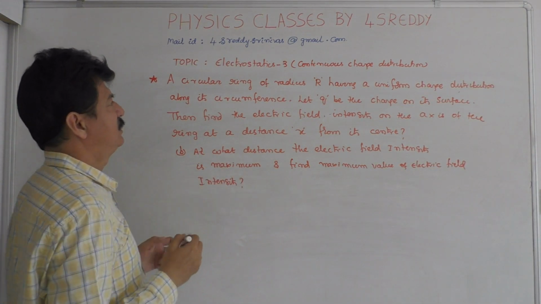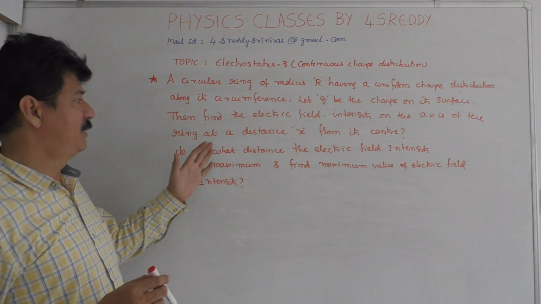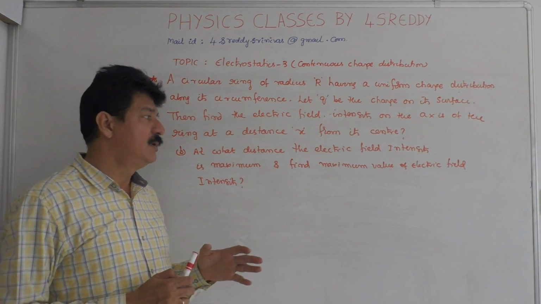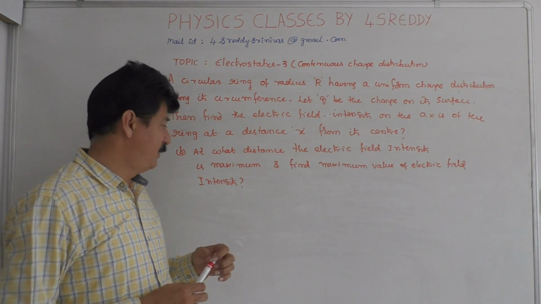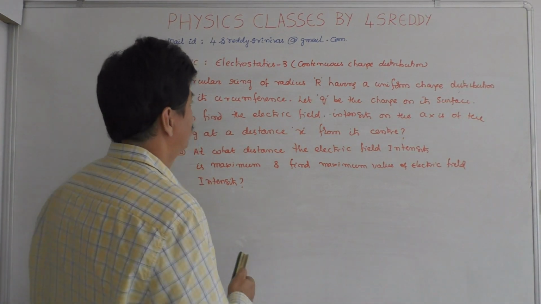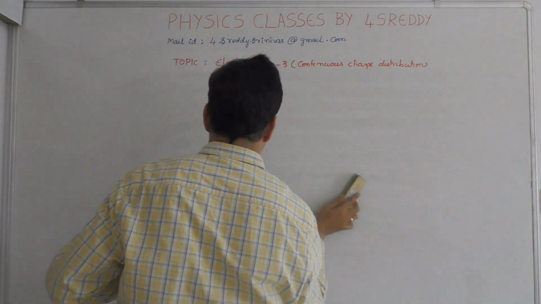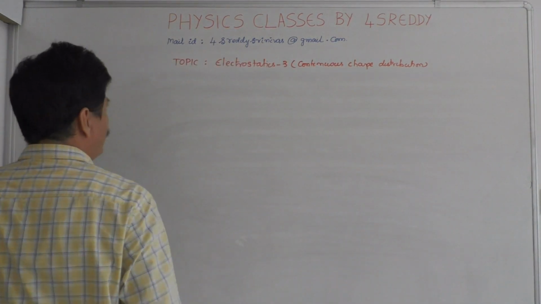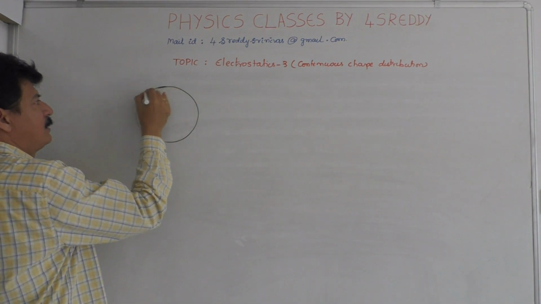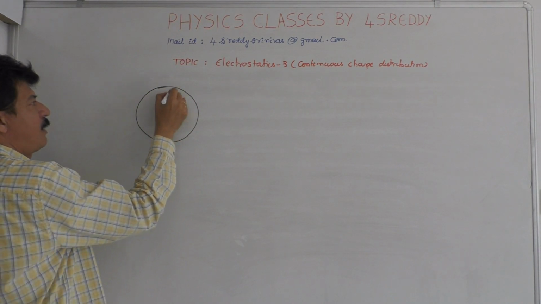You may be given a circular ring of radius R having a uniform charge distribution. At what distance is the electric field intensity a maximum, and find the maximum value of the electric field intensity. It's very simple. For example, if you are given this circular ring of radius capital R.